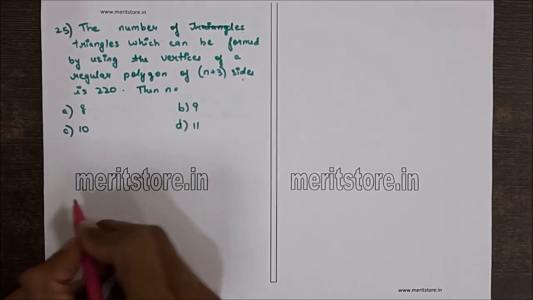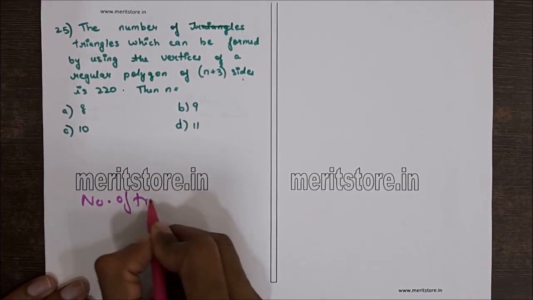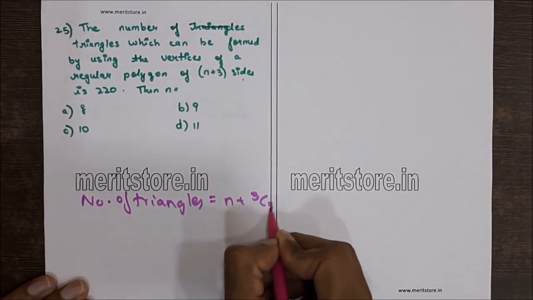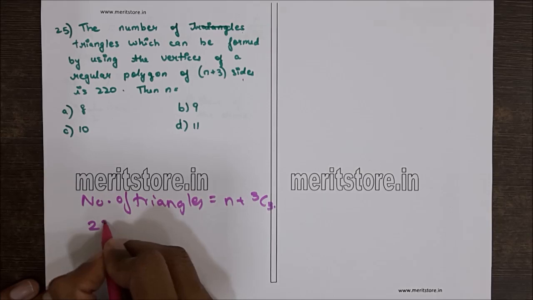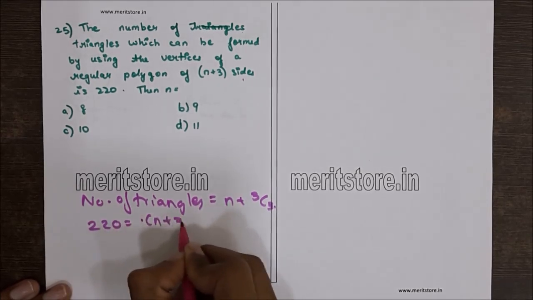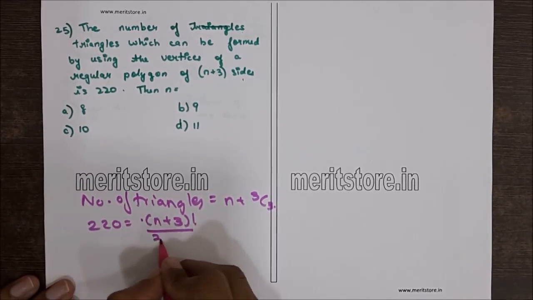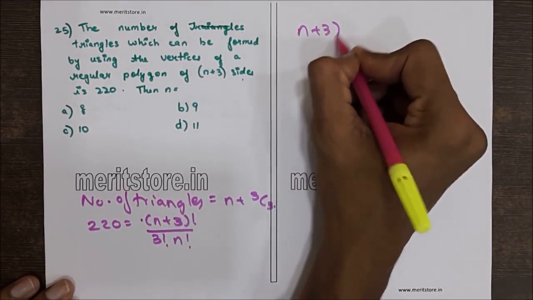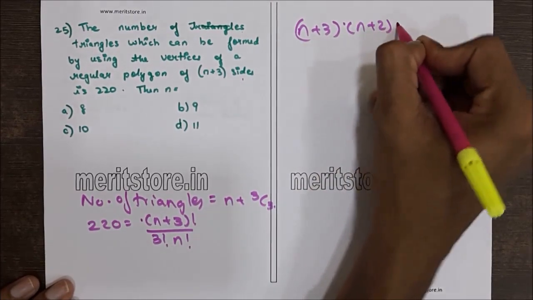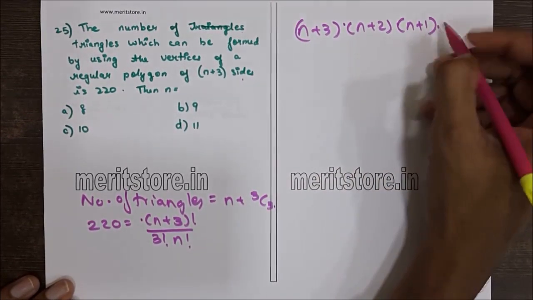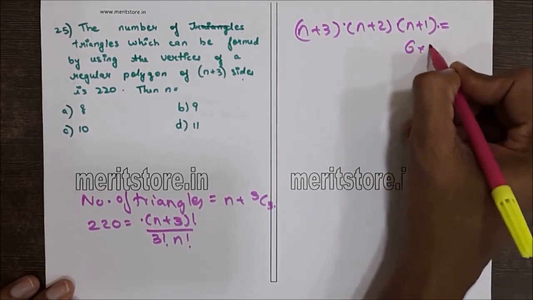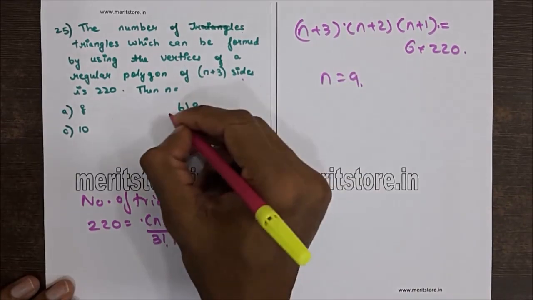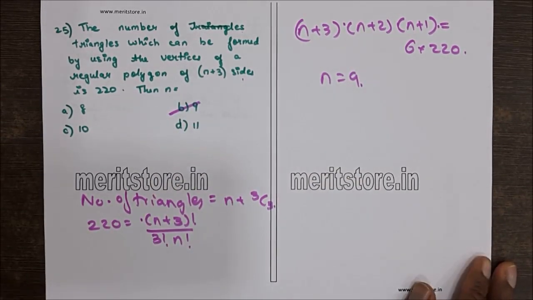The number of triangles can be equal to (n+3)C3, that is, the number of triangles given as 220, which is equal to (n+3)! upon 3! and n!, which further we can solve as (n+3)(n+2)(n+1) equal to 6 times 220. Further solving this, we get n is equal to 9, which is our option B. Therefore option B is the correct answer.